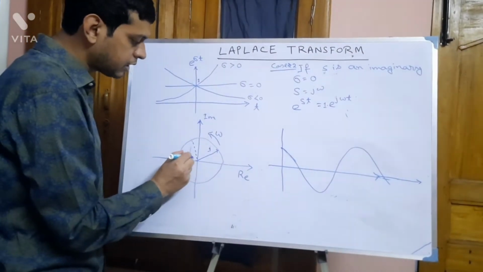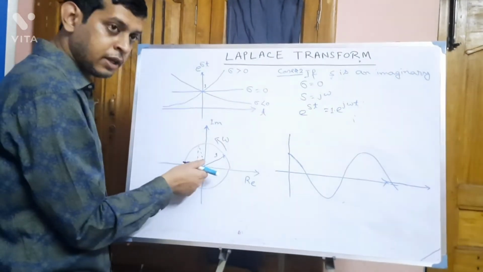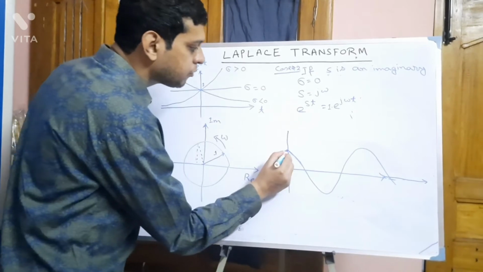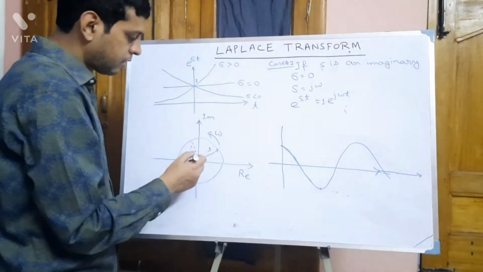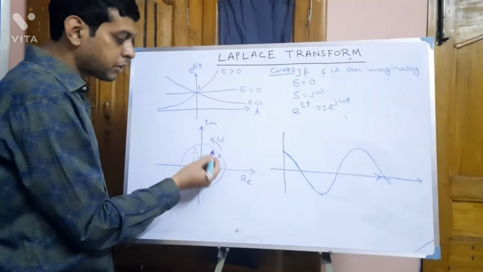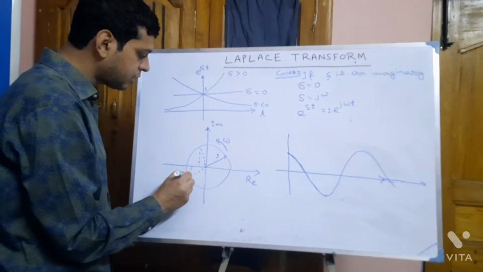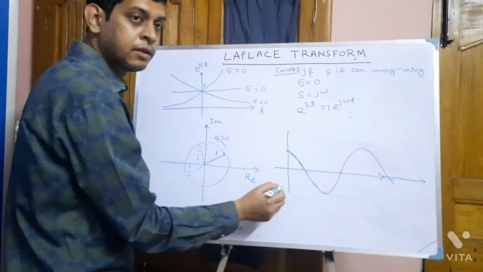Here this is negative. The negative projection will increase and will attain the maximum value here. And when the phasor rotates further, the projection on the real axis will decrease again, and this will get 0 again.